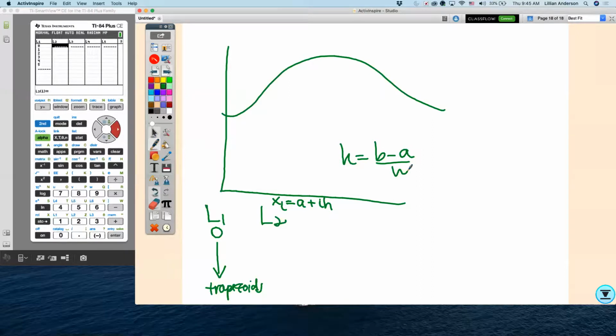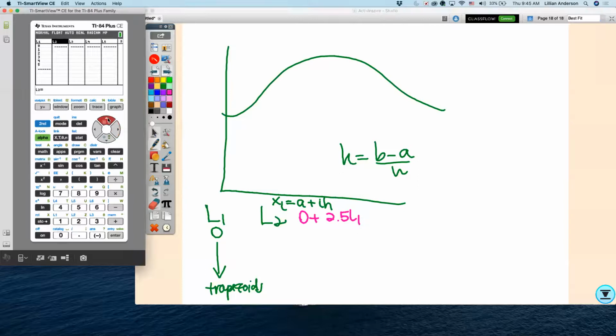And remember, for I, we used L1. So if your lower bound was 0, I'm making this up off the top of my head, your lower bound was 0, and your H happened to be 2.5. So then it would be 2.5 L1 that you would type into the title of the column. So that would be 0 plus 2.5 L1.